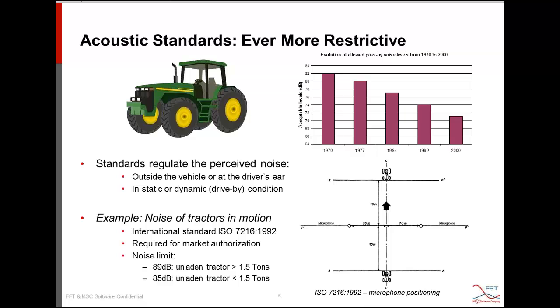We have good experience at FFT for simulating the pass-by noise, and for a concrete example of standards, we can talk about the international ISO standard 7216. These standards define that the exterior noise of a tractor in motion and unladen is limited to 89 dB above 1.5 tons. There is also a standard for the noise inside the tractor cabin that is limited to 86 dB at the constant speed of 7.5 kilometers per hour.